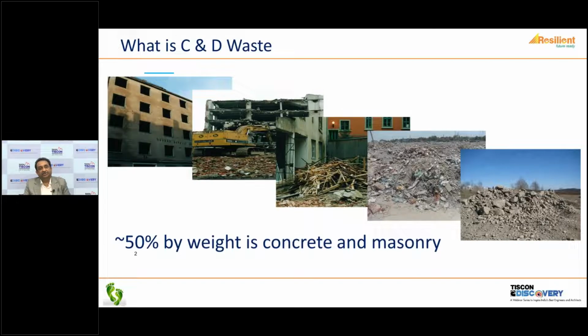What is construction demolition waste? Any waste that is generated during the construction, demolition, or refurbishing is generally termed as construction demolition waste. 50% of the waste generated is in the form of concrete and masonry, and then you have a heavy load of soil and gravel which comes along with it. You get wood pieces, you get asbestos, you get everything mixed together. So this is what in general is generated during the construction, demolition, or refurbishment time.